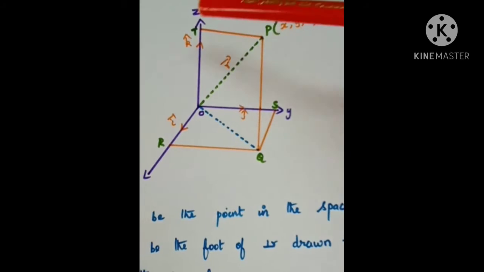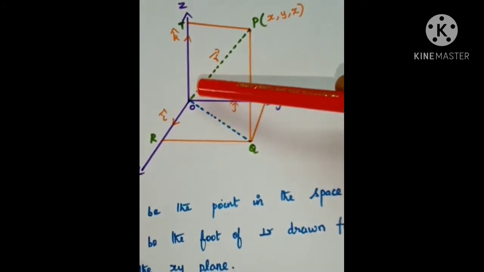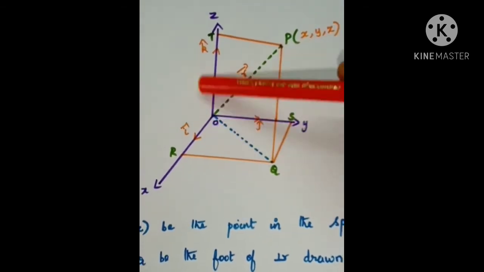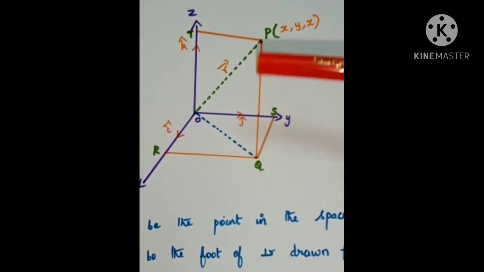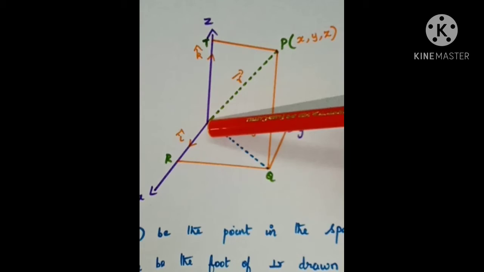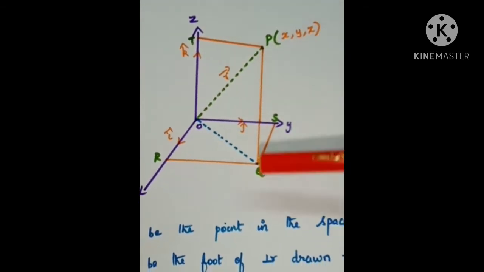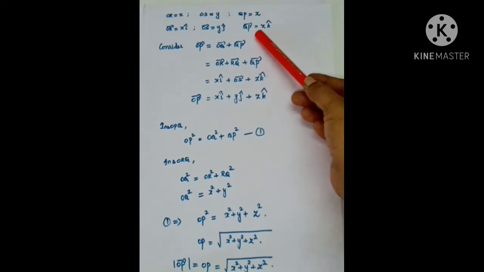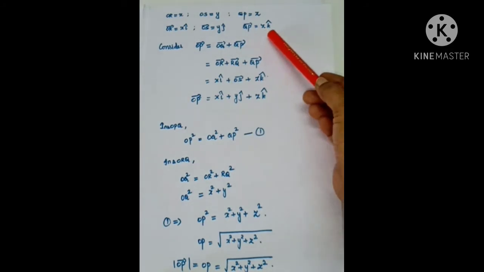This QP vector is parallel to the Z axis. So the distance QP is Z. Okay, so OT is Z means QP is equal to Z, and the unit vector parallel to QP is k cap. Therefore, the QP vector is equal to Z k cap.